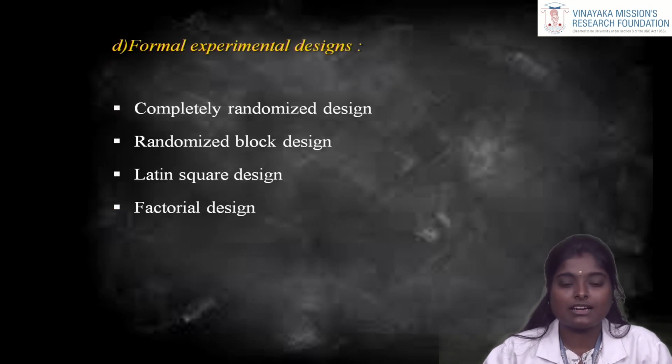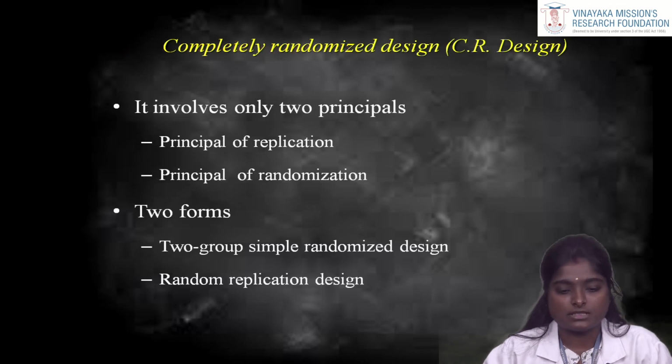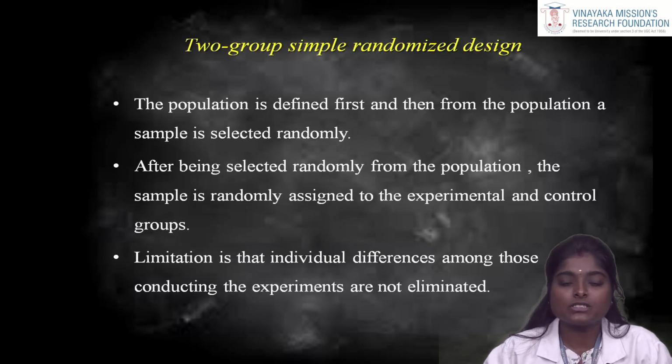So coming to formal experimental design, we have other experimental designs which is completely randomized, block designs, Latin square and factorial designs. So completely randomized design. It involves two principles: principle of replication, principle of randomization. Two forms: two group simple randomized design and random replicate design. Here two group simple randomized design is usually followed, where the population is defined first and then from the population a sample is selected randomly. After being selected randomly from the population, the sample is randomly assigned to the experiment and the control group.